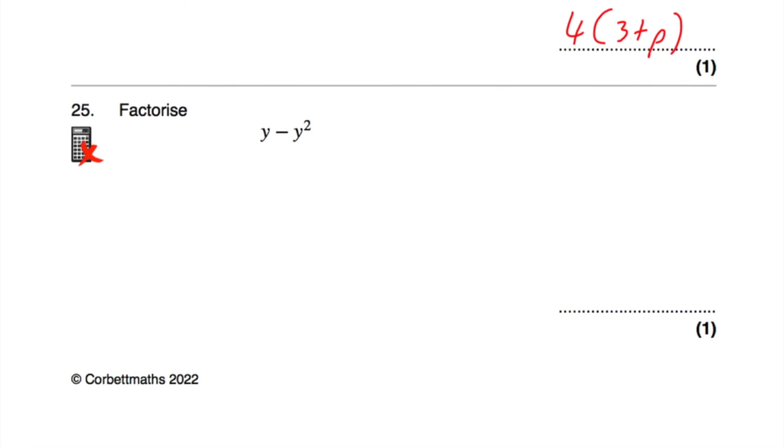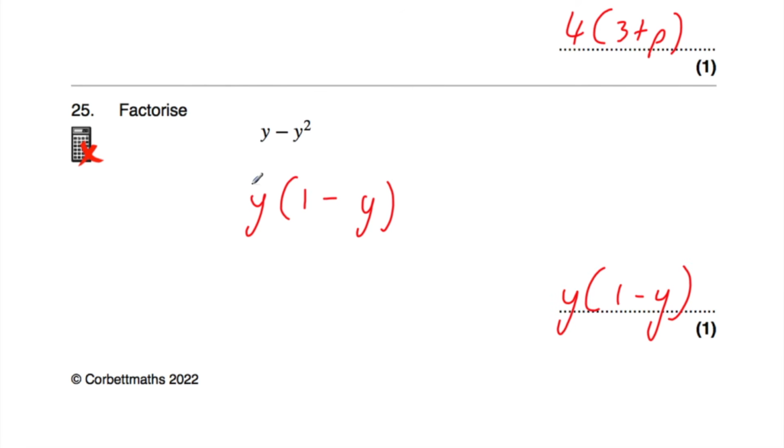Okay, let's have a look at question number 25. Question number 25, we've been asked to factorise y subtract y squared. Now, both of these terms are divisible by y, so let's take y out and then open up our brackets and then divide both of the terms by y. Well, y divided by y would just be 1, and then we've got subtract, and then y squared divided by y would just be y. So our answer would be y, open brackets, 1 minus y, close brackets.